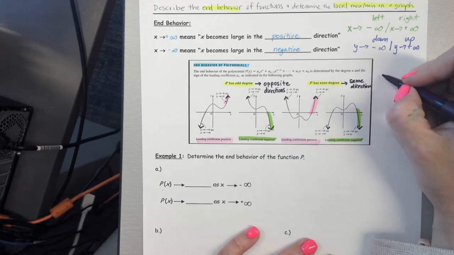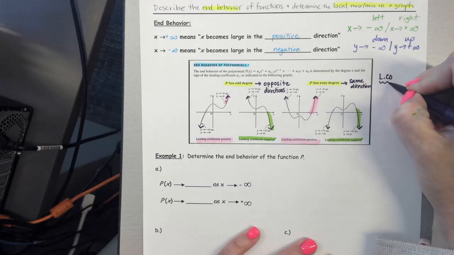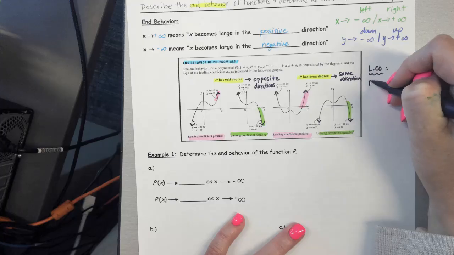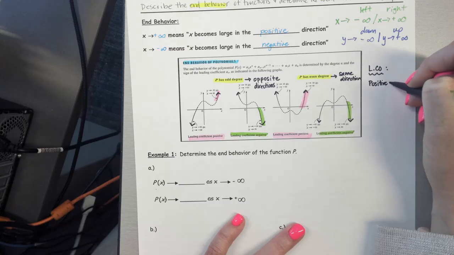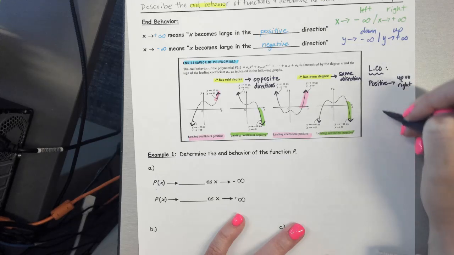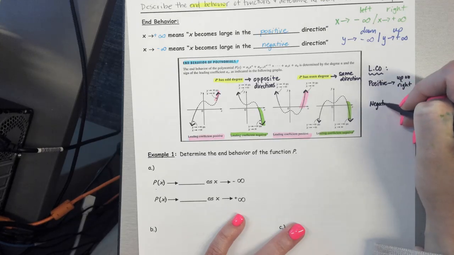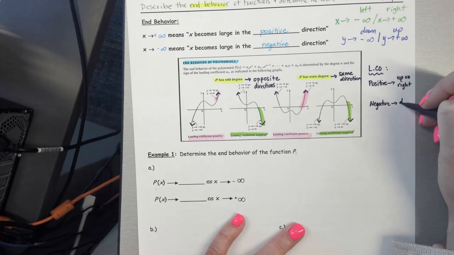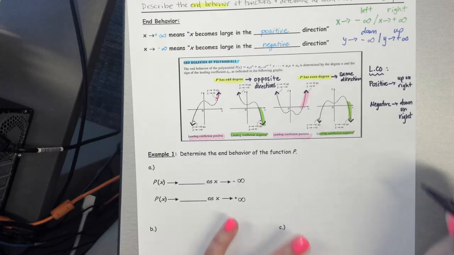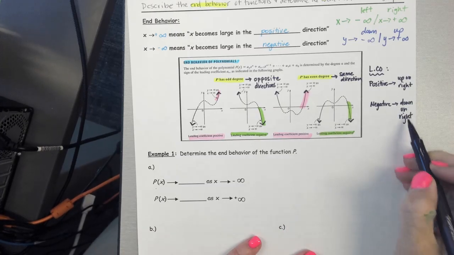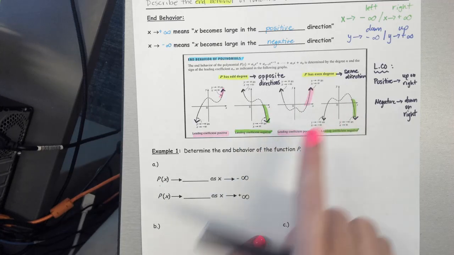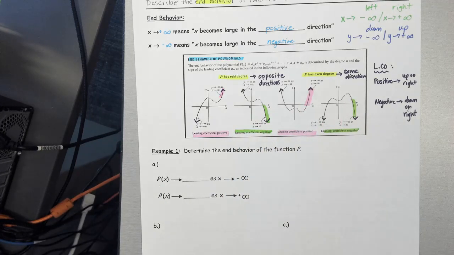So the leading coefficient and the degree, those are the two things that you're going to look for. So if it's positive, it's up on the right. If it is negative, down on the right. Some people like to make them both opposite and say down on the left, but that's not true. So if we look here, we can see they're both going down on that right side.